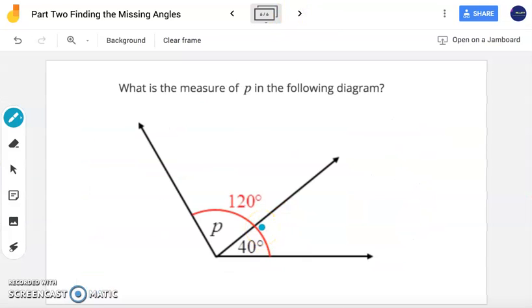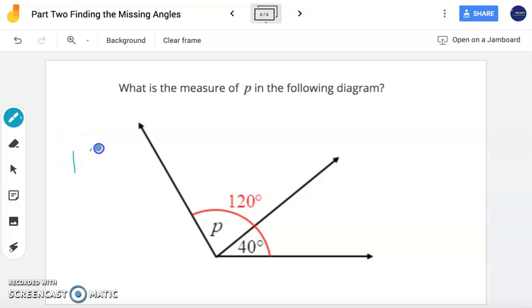Now in this last problem here, it's saying what is the measurement of P in the following diagram? Now notice they already gave us the whole measurement as 120 degrees. Notice they already identified that the whole value is 120 degrees. But this piece here, this small little piece here, is 40 degrees. We need to find the other piece that is created to give us the whole measurement of 120 degrees.